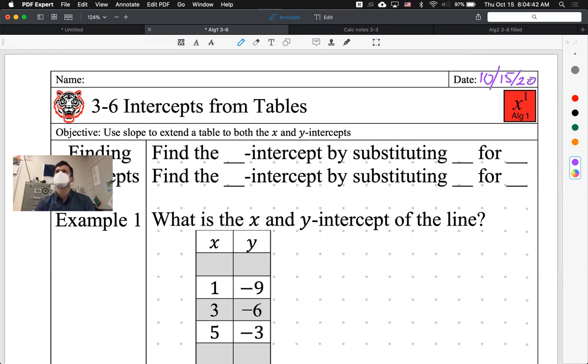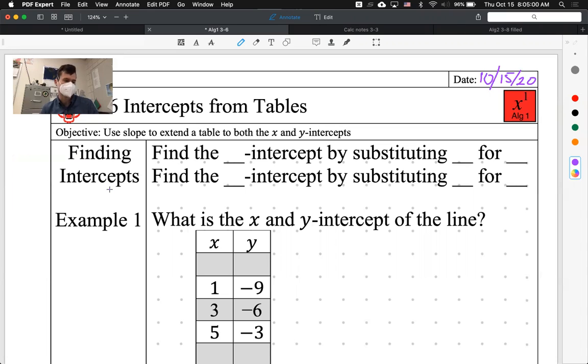Our objective today is to do what? There it is, yeah. And you really do need to learn how to extend the table. The table rarely has both answers in it. So how do we do that?